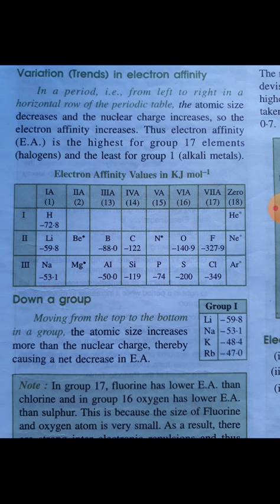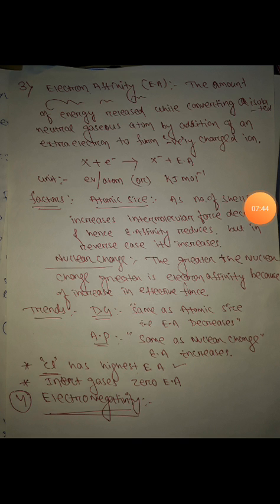Next comes electron affinity. Let me show you this definition. Electron affinity is the amount of energy released. Ionization potential is the amount of energy required. Here it is the amount of energy released while converting an isolated neutral gaseous atom into a negatively charged ion by the addition of an extra electron. Ionization gives a positive ion and electron affinity gives a negative ion. For example, take an atom X; it gains an electron, X becomes negative, and electron affinity energy is released. Therefore its unit is also the same as that of ionization potential: eV per atom and kilojoule per mole.